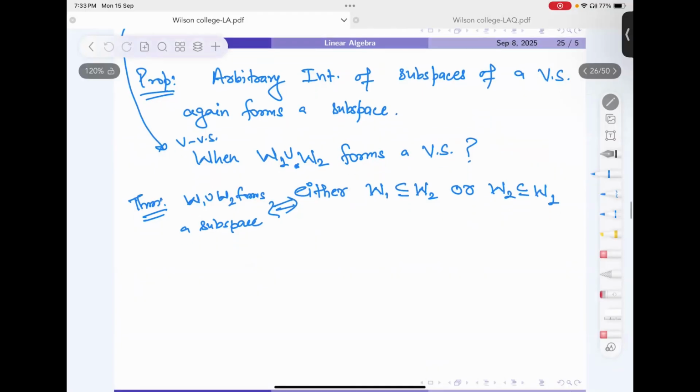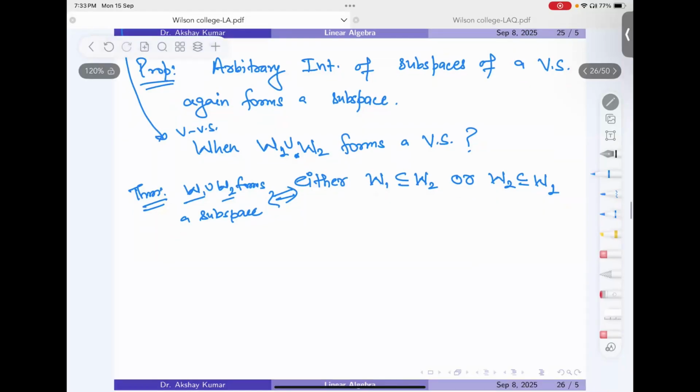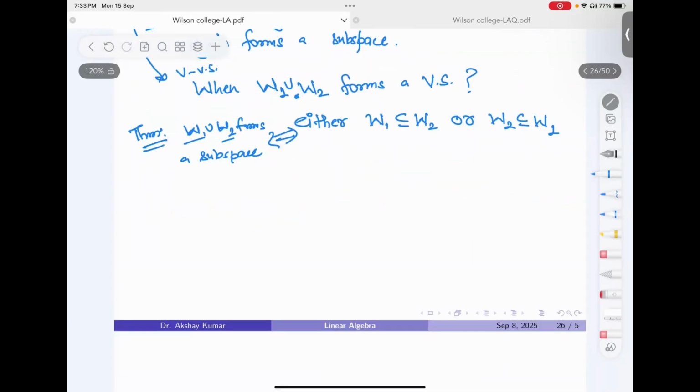Okay. So, last time we stopped at a union of two subspaces. We showed that a union of two subspaces, say W1 and W2, forms a subspace if and only if one of them is contained in the other. Right? So one can ask here, suppose you have finitely many subspaces.